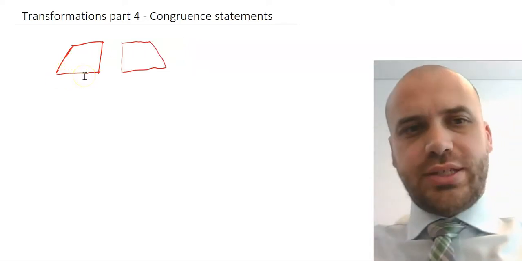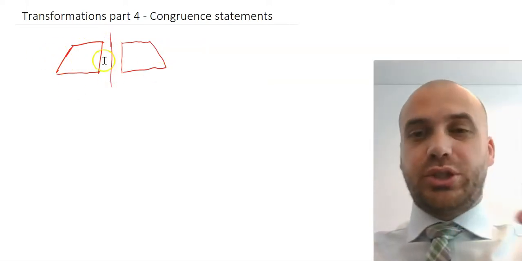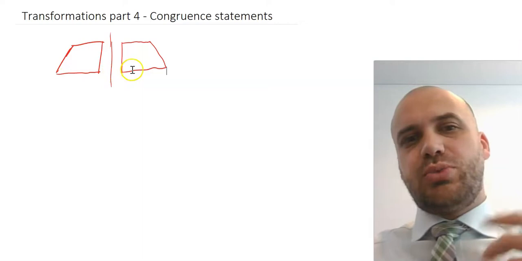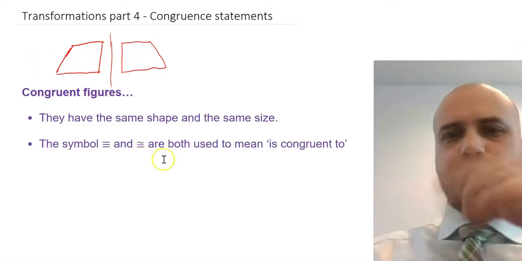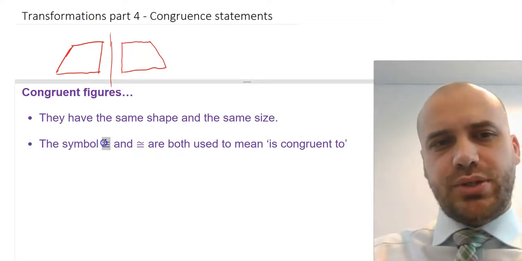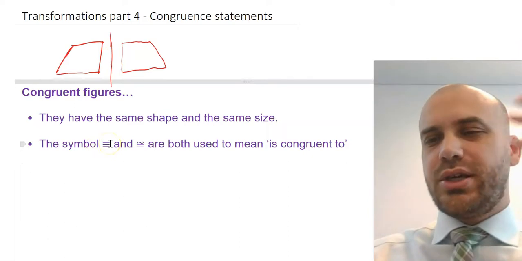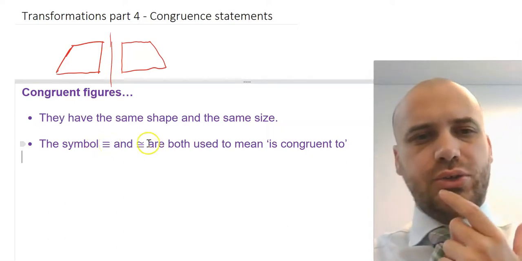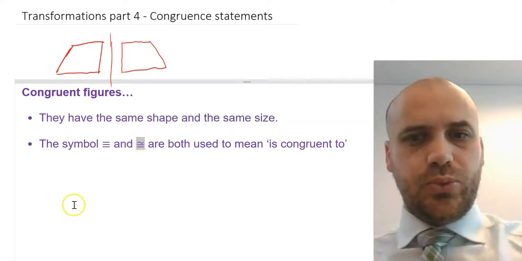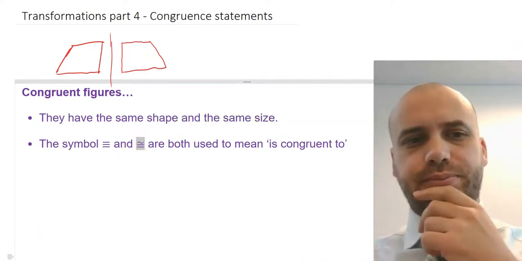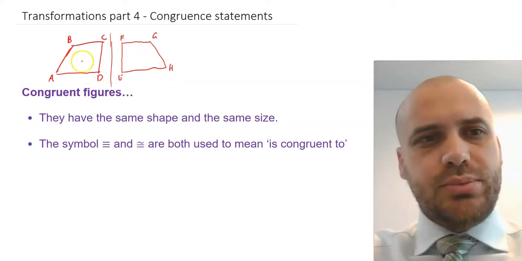Of course, reflecting it in some line will also mean that they are congruent shapes. They're the same shape, the same size, just one's reflected over the other one. Again, excuse my poor drawing here. So we can say that these are congruent, and we use these three lines to say that these two objects are congruent. It's like an equal sign with an extra line under it. You also use an equal sign with a little wavy line on the top. I like that one.